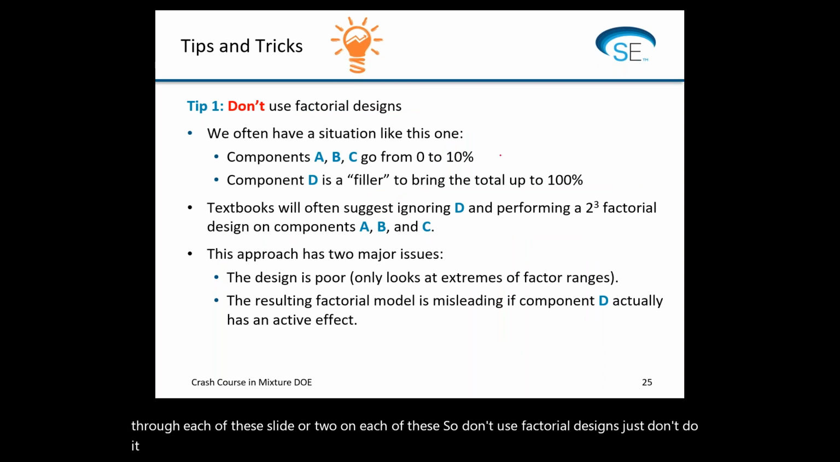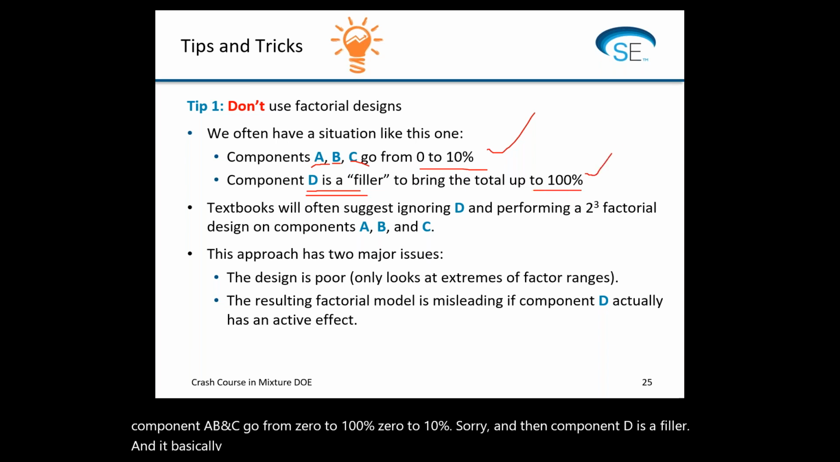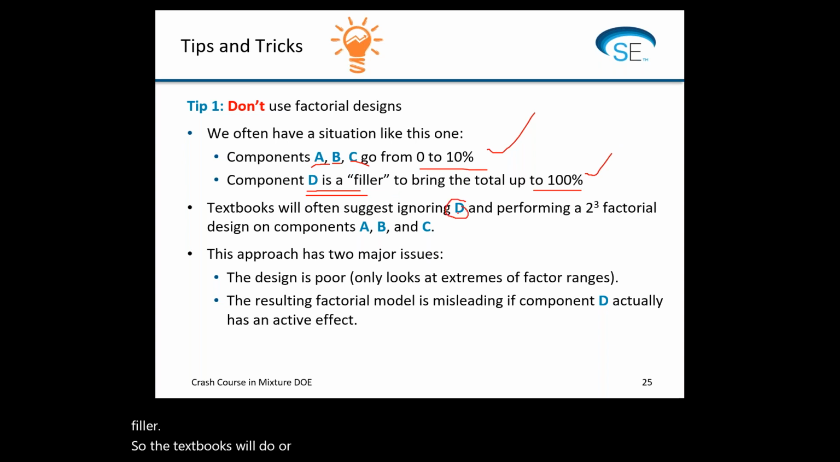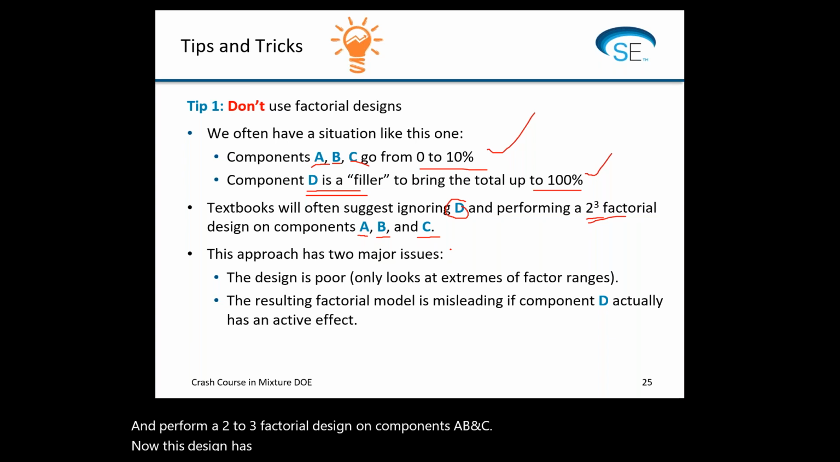Here's something that you'll constantly see academic textbooks saying to do. They'll say, okay, components A, B, and C go from 0 to 10%, and then component D is a filler, and it basically serves just to bring the total up to 100%. Something like water is a typical filler. So what textbooks will suggest is: ignore component D, and perform a 2 to the 3 factorial design on components A, B, and C. Now I think this approach has two huge issues.